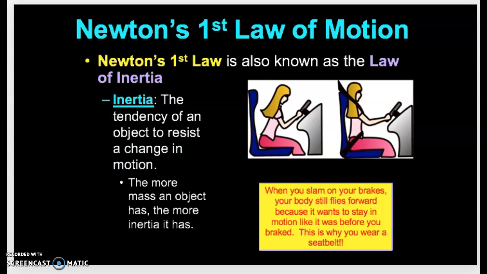So the more mass that an object has, the more inertia it has. That's why we have to wear seatbelts. Because if you did not have on your seatbelt, you could fly through a window. But if you have on your seatbelt, it stops you. There is a force that stops your inertia.